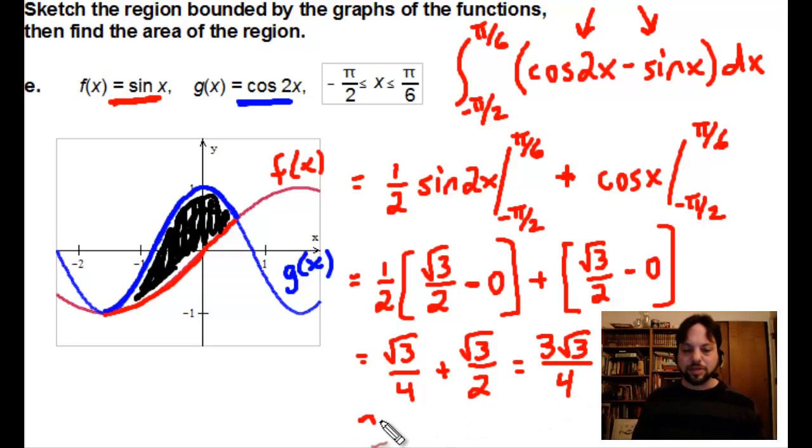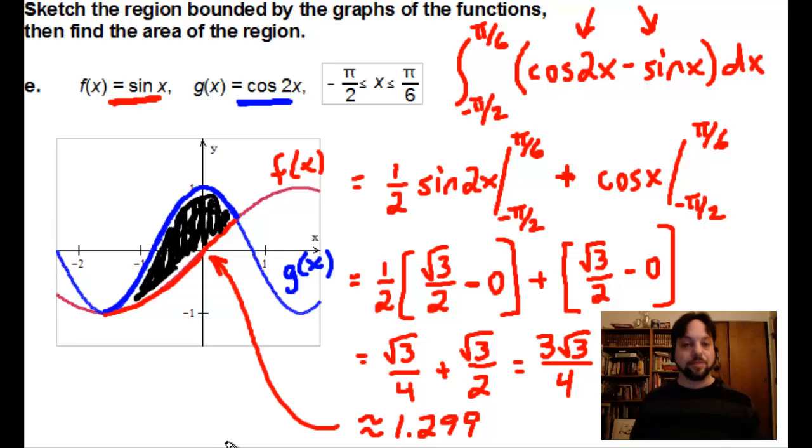Now, numerically speaking, that is approximately equal to 1.299. And that is the area of that black region. Feel free to try running this through your calculator without doing any of the calculus by hand. See what the calculator gives you. It should tell you 1.299. And so there you go. Even though we're using trig, the concepts, the math, the idea, all of it is really still all the same.